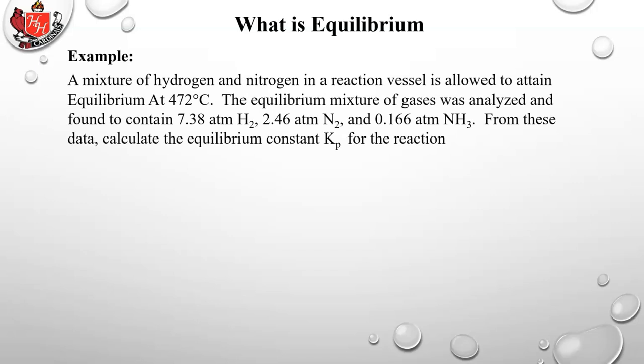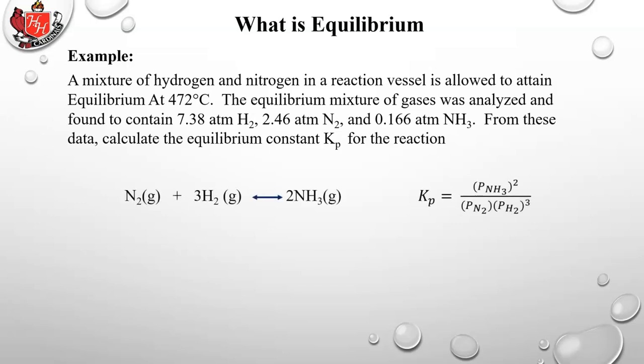Here's another example. A mixture of hydrogen and nitrogen in a reaction vessel is allowed to attain equilibrium at 472 degrees centigrade. The equilibrium mixture of gases was analyzed and found to contain 7.38 atmospheres of H2 and 2.46 atmospheres of N2 and 0.166 atmospheres of NH3. From these data, calculate the equilibrium constant Kp for the reaction.